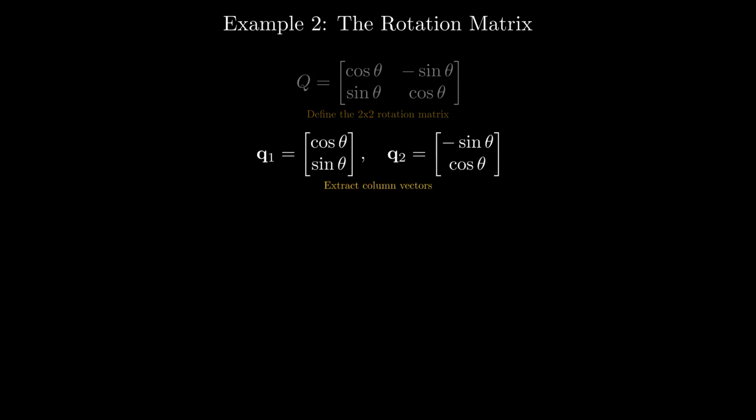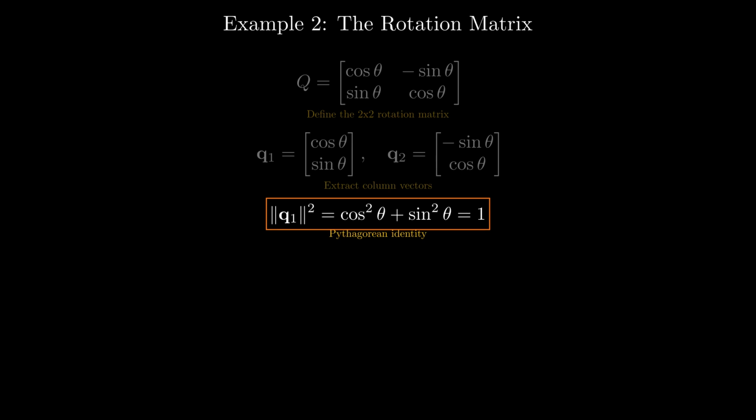Column 1 is Q1, equal to cosine theta, sin theta. Column 2 is Q2, equal to negative sin theta, cosine theta. Now let's verify orthonormality. First, the length of Q1 squared: cosine squared theta plus sin squared theta. By the Pythagorean identity, this equals 1.